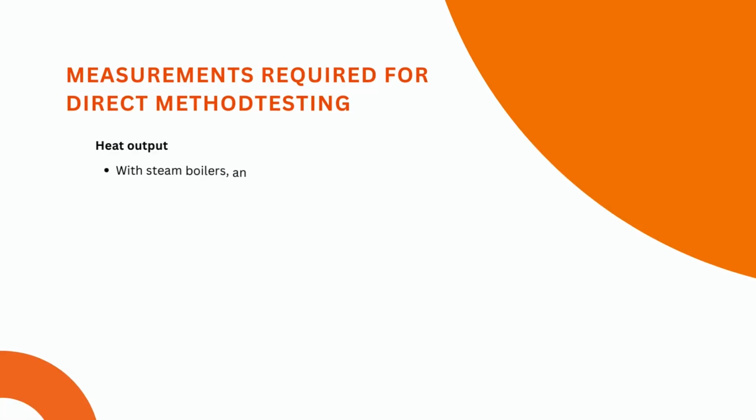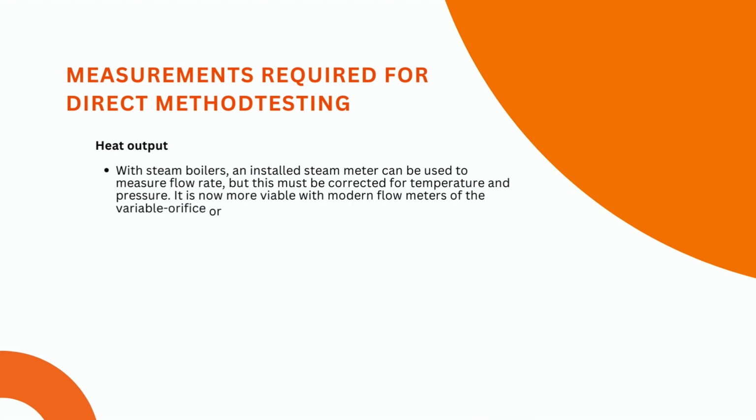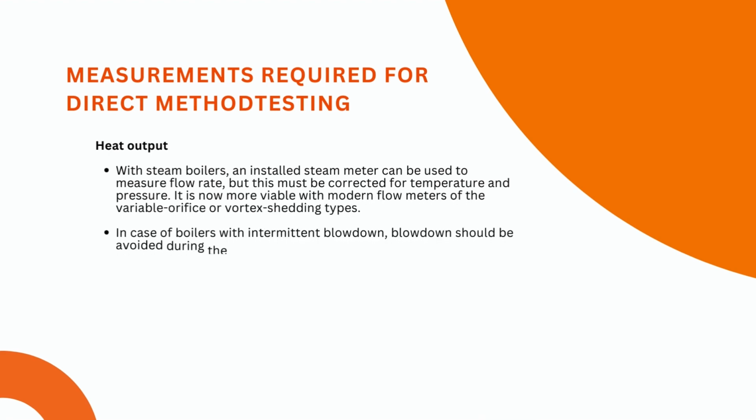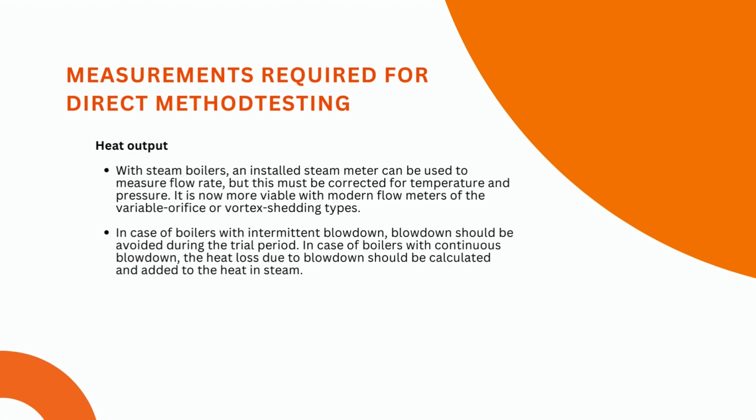Heat output. There are several methods which can be used for measuring heat output. With steam boilers, an installed steam meter can be used to measure flow rate, but this must be corrected for temperature and pressure. In earlier years, this approach was not favored due to the change in accuracy of orifice or venturi meters with flow rate. It is now more viable with modern flow meters of the variable orifice or vortex shedding types.